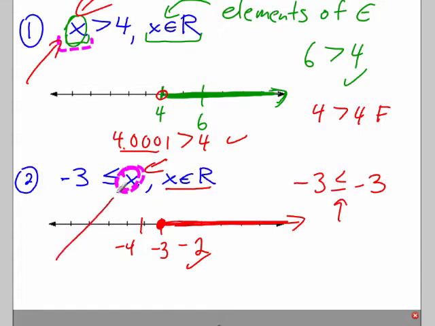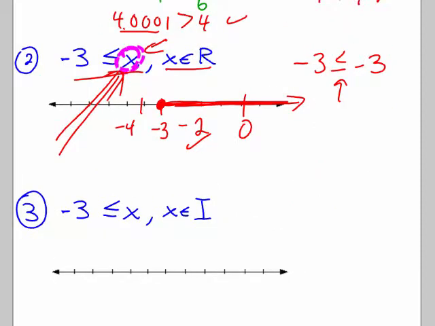You can put -3 into that statement and it's true. You can put 0 into that statement and it's true. But if you put anything in the uncolored region into that statement, it's not true. So what we're highlighting with the number line are the numbers that make the statement true. Next, I have what appears to be almost the same question. -3 is less than or equal to x, but this time the numbers I'm selecting have to be members of the set of integers.